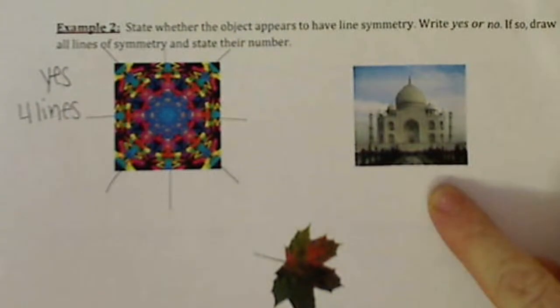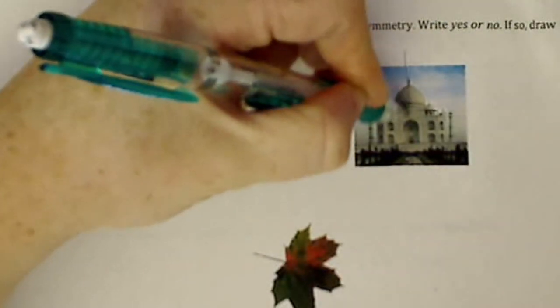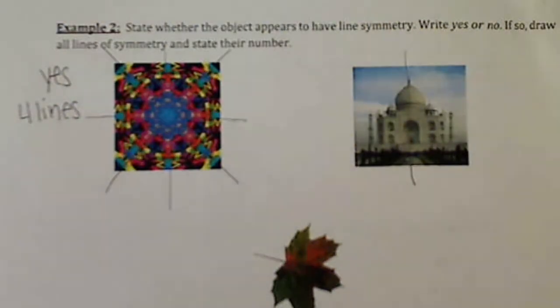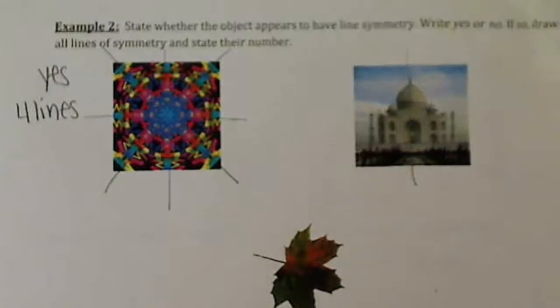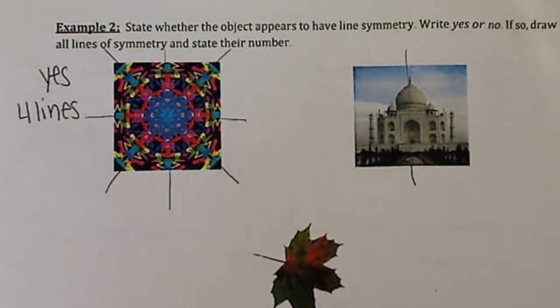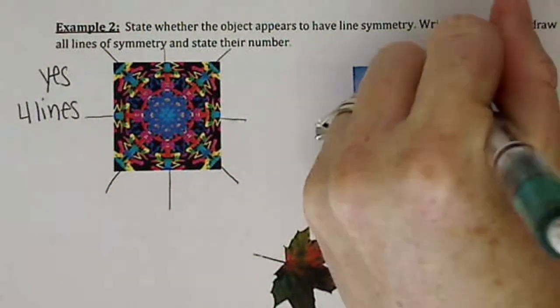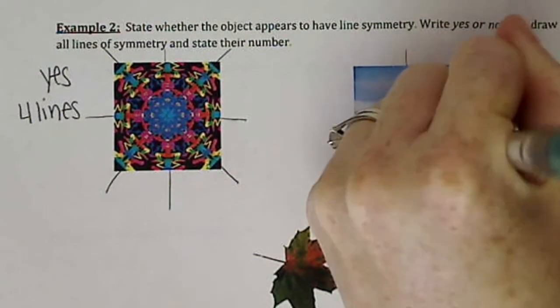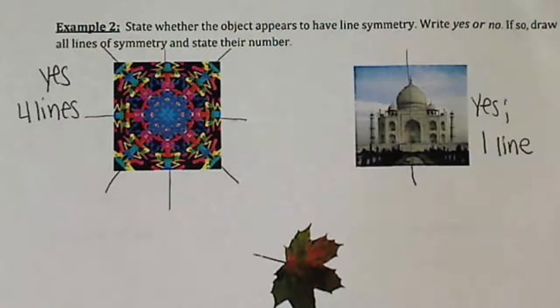Let's look at this. This is a famous structure in India called the Taj Mahal, and the builders actually built it to be symmetrical. And if you notice, if you draw a line straight down, each side is perfectly symmetrical with the other. It was actually created to be that way. So yes, it has 1 line of symmetry, 1 vertical line.